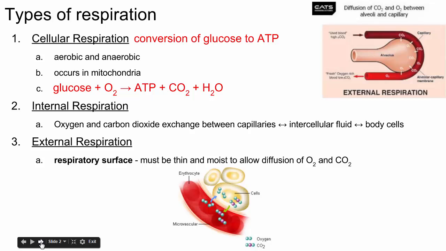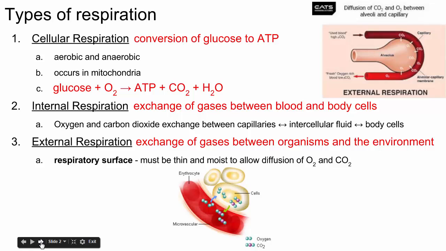We also have a term, internal respiration. And this has to do with gas exchange. So internal and external respiration have to do with the movement of gases from one place to another. Internal respiration is the exchange between the capillaries and the intercellular fluid, or lymph we would call it, and body cells. That movement within is called internal respiration. Then we have what we are going to be focusing on, external respiration. And this is the exchange of those gases between the organism and the outside world and its environment.